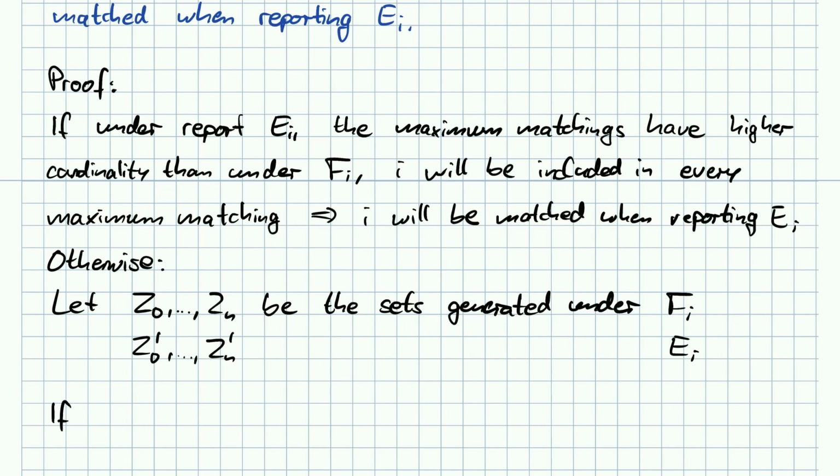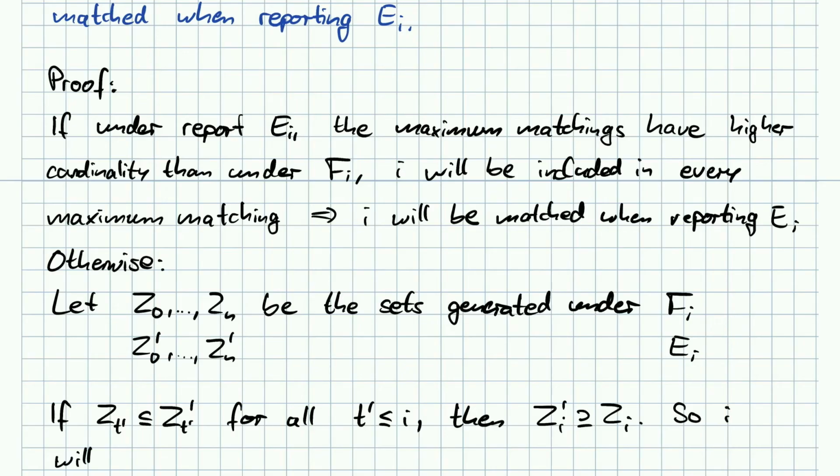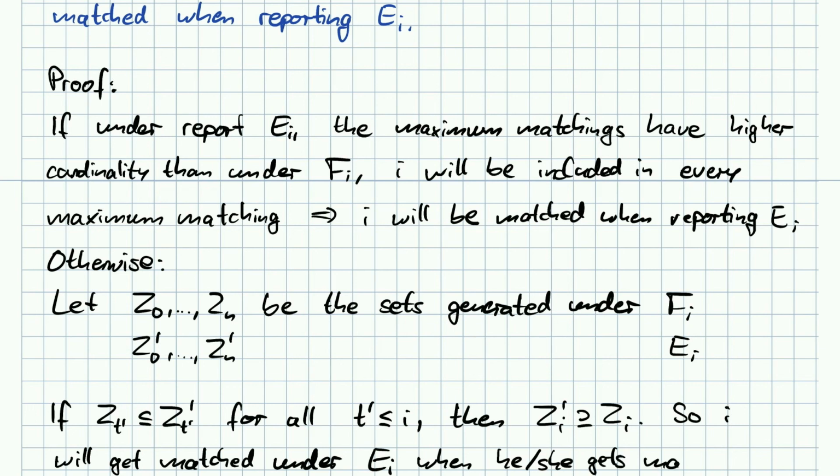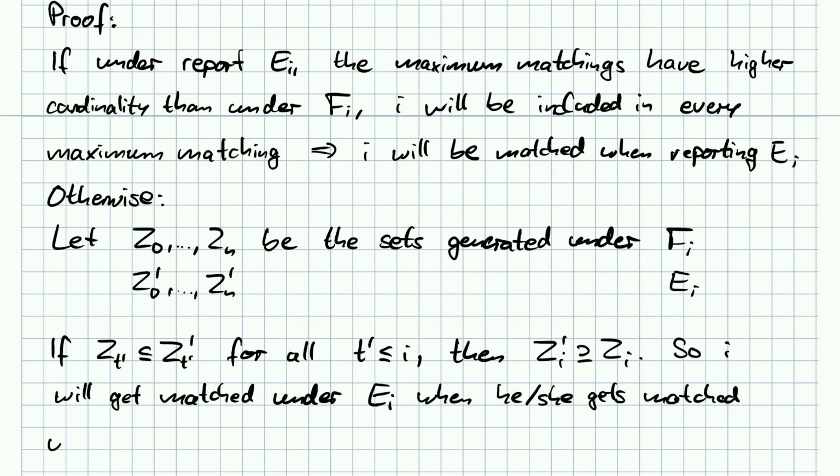What can happen further? If Zt prime is a subset of Zt prime prime for all t prime which are at most i, then we in particular get that Zi prime is a superset of Zi, and this means I will get matched under Ei when he or she gets matched under Fi.